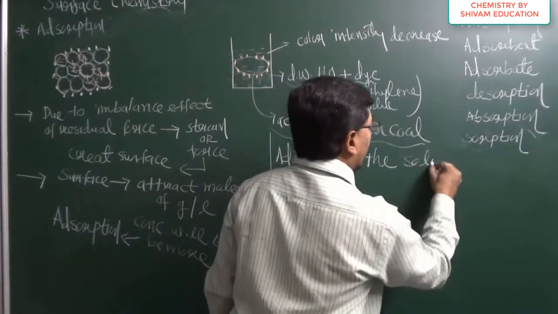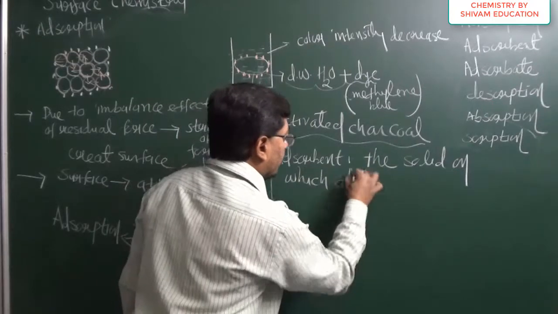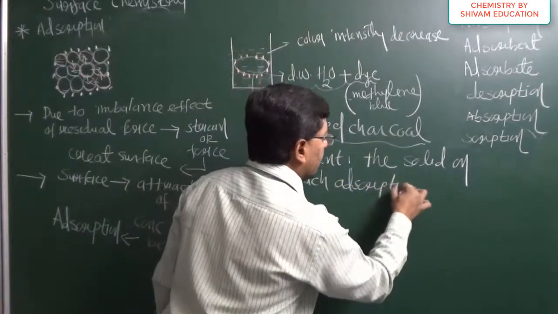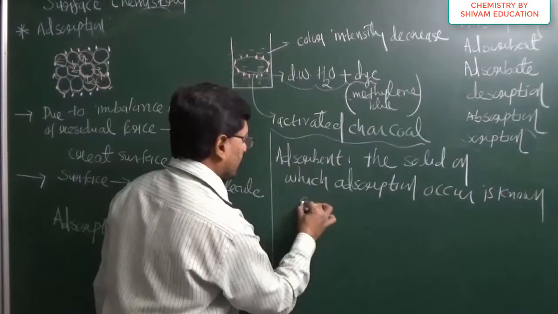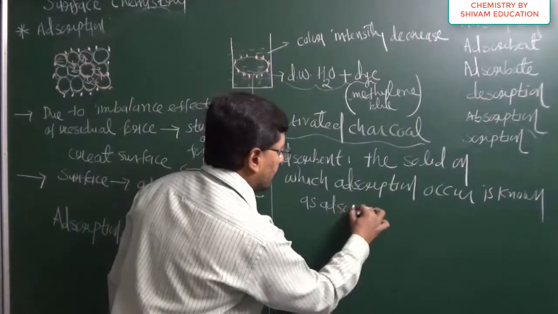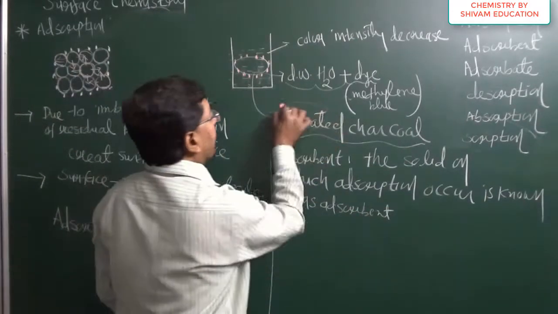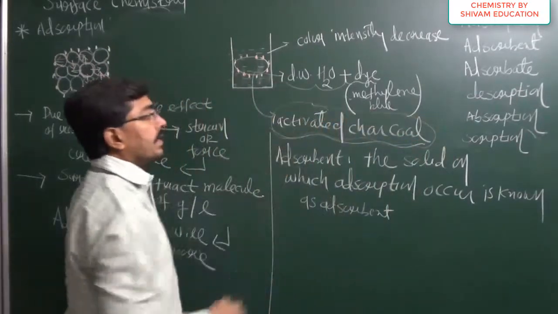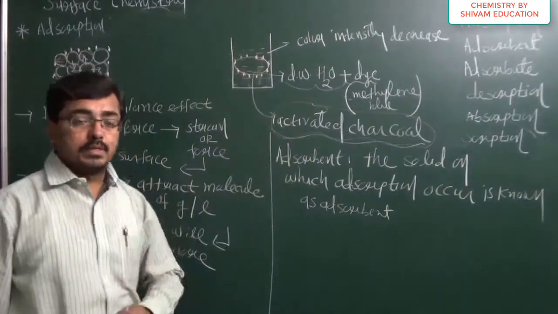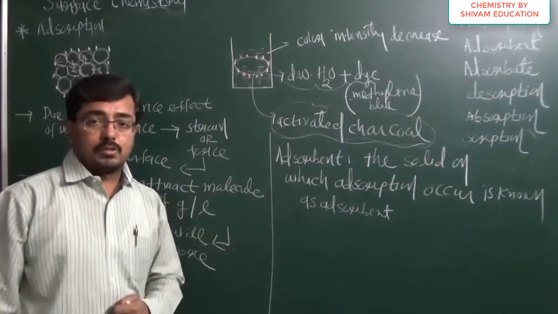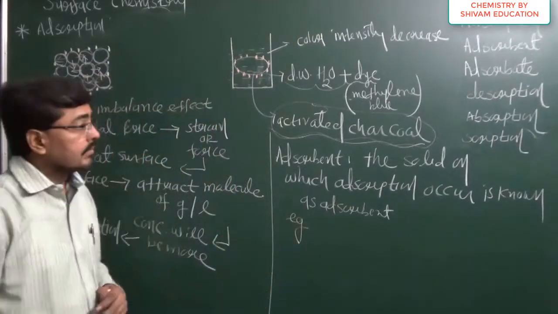The solid on which adsorption occurs is known as an adsorbent. So here in our case, this activated charcoal, whatever we have taken, is working as an adsorbent. There are a lot of examples of adsorbent here. We can take different types of adsorbent for different phenomena.